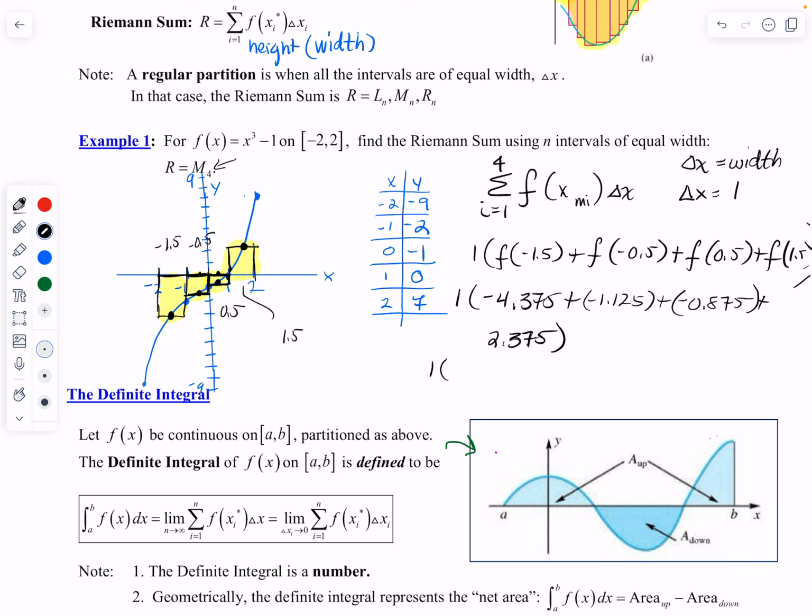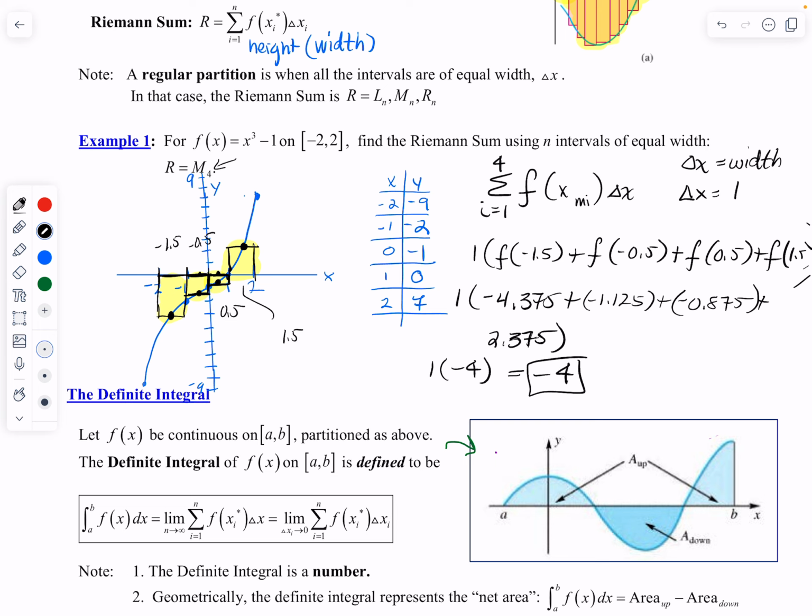So -4.375 plus -1.125 plus -0.875 plus 2.375. And I'm going to double check to make sure I entered everything in correctly. That looks good. Hit enter. I get -4. So 1 times -4 is -4.